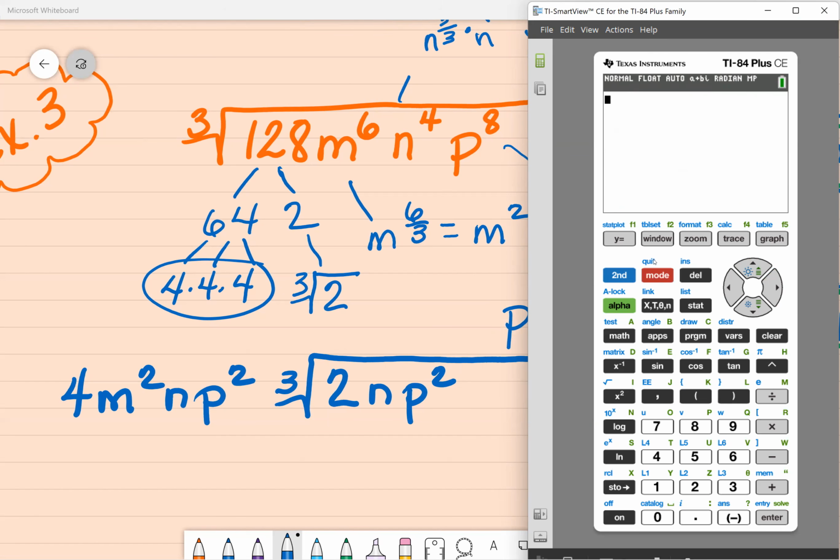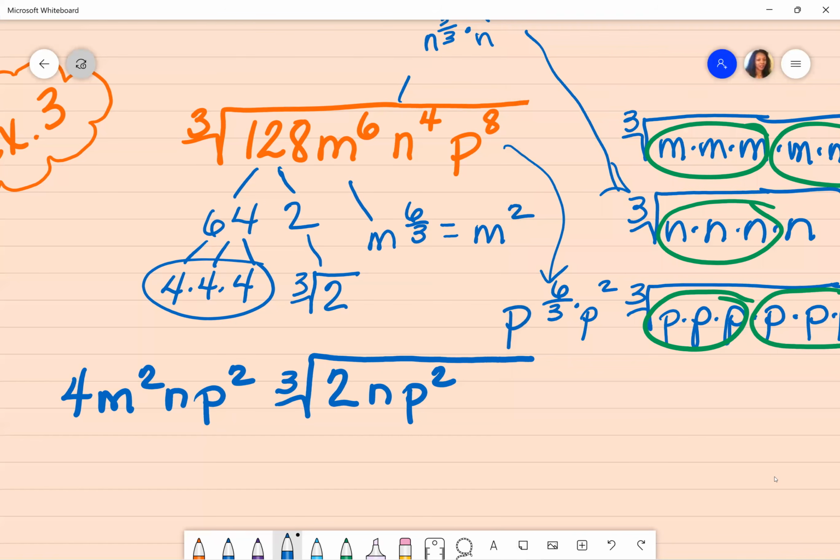If I wanted to check my original cube root, go to math. Number 4 is the cube root. And then I type in 128. The answer is a decimal. So let's go and see if the answer 4, and then again, math, number 4, which is the cube root, 2, does it equal the same decimal? It does. So I know that that is my correct answer in terms of my numbers.